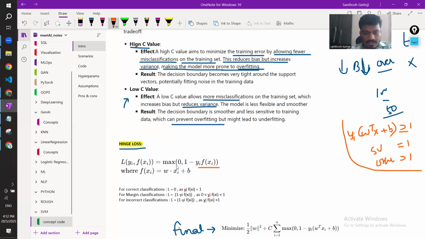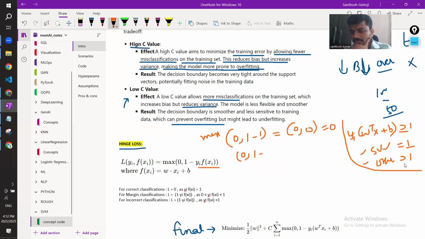Now, correct classification could be of both types, so we'll take both cases. This is the maximum of 0 comma something. If it is a support vector, what is the value of y f of xi? It is 1. So 1 minus 1 is 0, and the max of 0 comma 0 is 0. Clear? For other points, what is the value? Let's say we can consider 2.